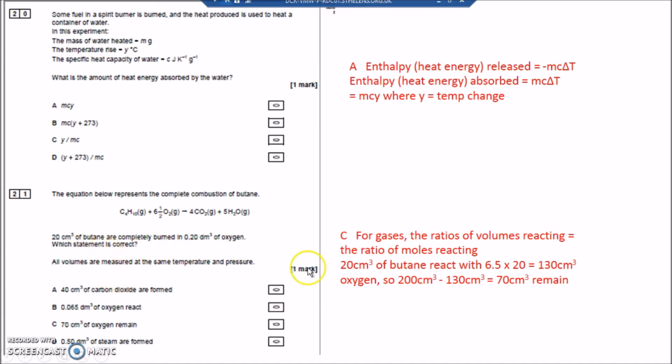20 centimetre cubed of butane would react with 6.5 times the volume of oxygen. So 6.5 times 20 is 130. So I'm going to react 130 centimetre cubed of oxygen. Now then, I've got 0.2 decimetre cubed of oxygen, or 200 centimetre cubed of oxygen. I'm going to react 130 centimetre cubed of it. I've got 70 centimetre cubed of oxygen remaining. The answer is C.